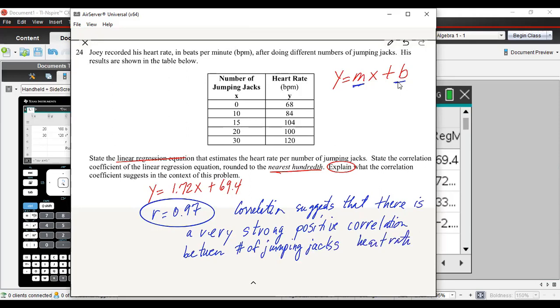Right, so this would be 2 points. This, rounded properly, is 1 point. And this is also 1 point. That's how you get these. That's all you have to do.